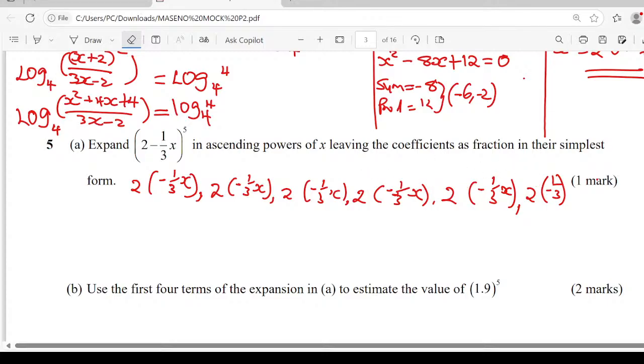I was multitasking and it seems my mind went somewhere. So this should be starting with power 5, then this is 0. Power 4, then this is 1. Power 3, then this is 2. Power 2, this will be 3. Power 1, this will be 4. Then power 0, this will be 5.